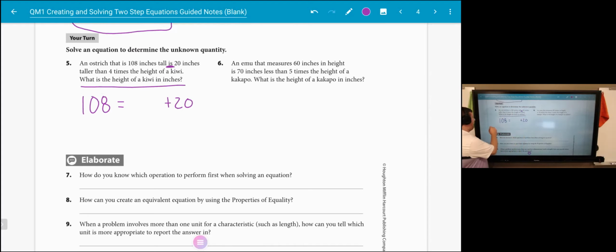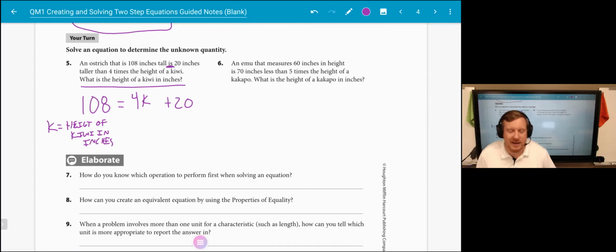I'm going to call that K. K is the height of a kiwi in inches. So 4K, 4 times that amount, plus 20 is going to give me 108.